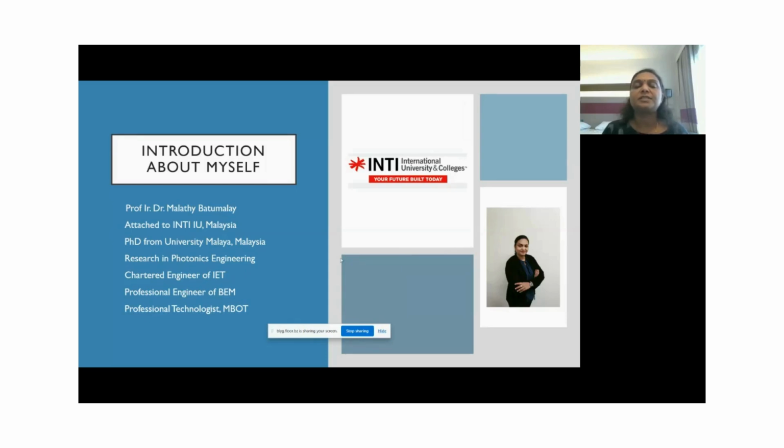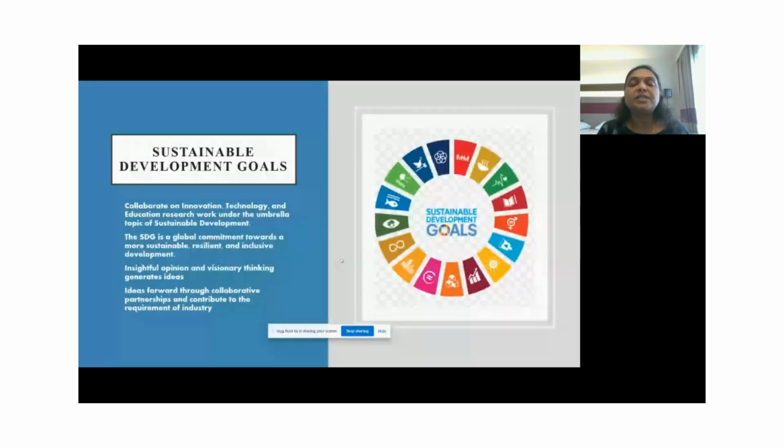Malaysian Board of Technologists. Whatever research I'm attached to, I always ensure that my research is aligned with the Sustainable Development Goals, collaborating on innovation, technology, and education. This research work is under the umbrella topic of sustainable development. The SDG is a commitment towards a more sustainable, resilient, and inclusive development. Insight, opinion, and visionary thinking generate ideas. Ideas move forward through collaborative partnership, and these enable contributions to the requirements of the industry.